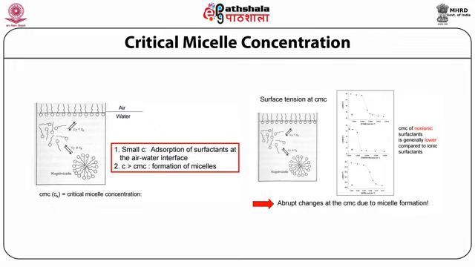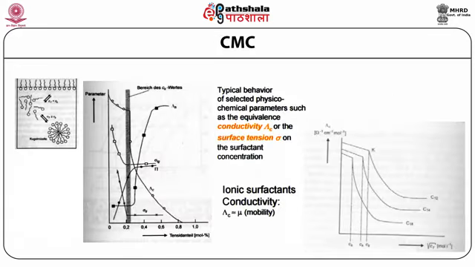CMC of ionic surfactants is generally higher as compared to the non-ionic surfactants, which implies that among lipids and phospholipids, non-ionic ones will form micelles at lower molar concentrations. Conductivity also changes abruptly at CMC in solutions of the surfactants. Hence, measurement of surface tension and conductivity provide useful ways to monitor micelle formation.